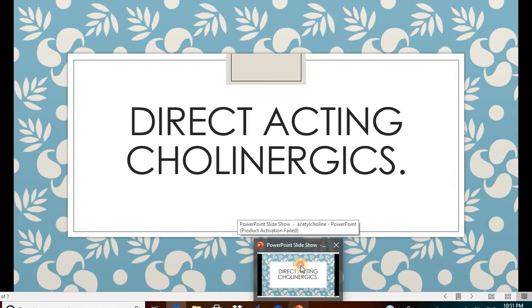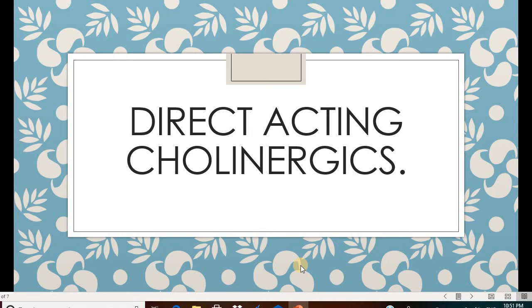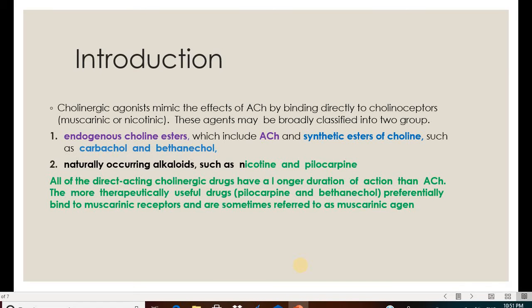I have prepared some slides of the direct acting cholinergics, which will help you prepare your short notes and understand more easily. First of all, the introduction. Cholinergic agonists mimic the effects of acetylcholine by binding directly to the cholinoreceptors, muscarinic or nicotinic. These agents may be broadly classified into two groups: number one, endogenous choline esters, and number two, naturally occurring alkaloids.